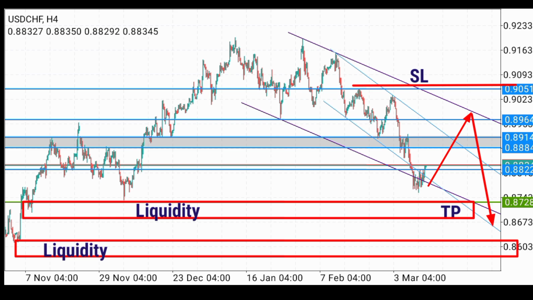So if you follow this very analysis with a 0.1 lot size, you should be expecting to make over $200 from this very trade.